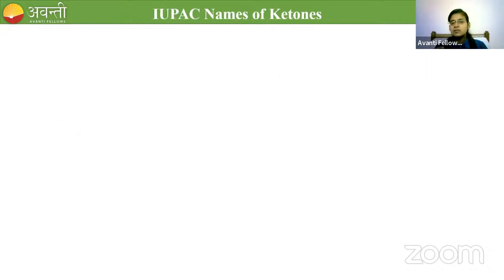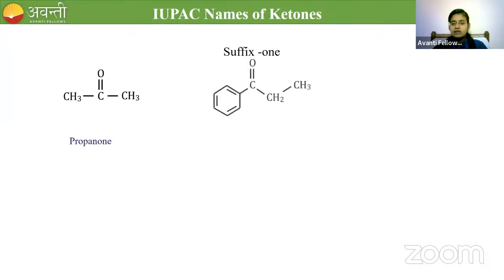So in the IUPAC system, the suffix that you have to use for ketone is -ONE. Okay. So let me take the same compound, the first compound. How many carbons do we have here? We have 3 carbons. So what could be the IUPAC name? The word is propane, right? So in that propane, the name will be propanone. Very good. Yeah, it is propanone. Clear?